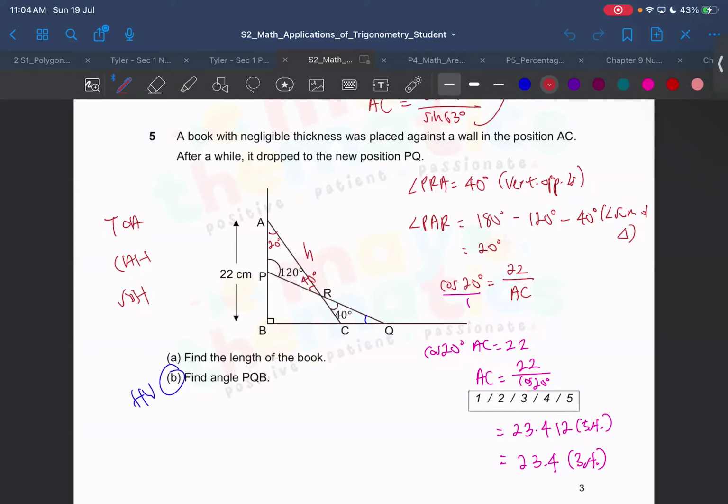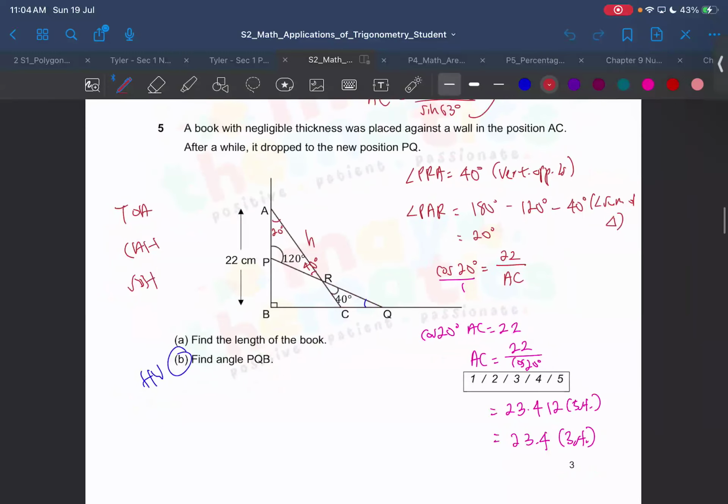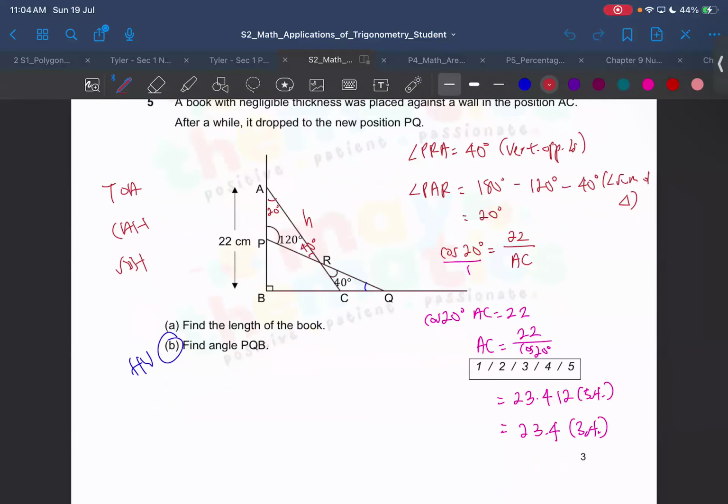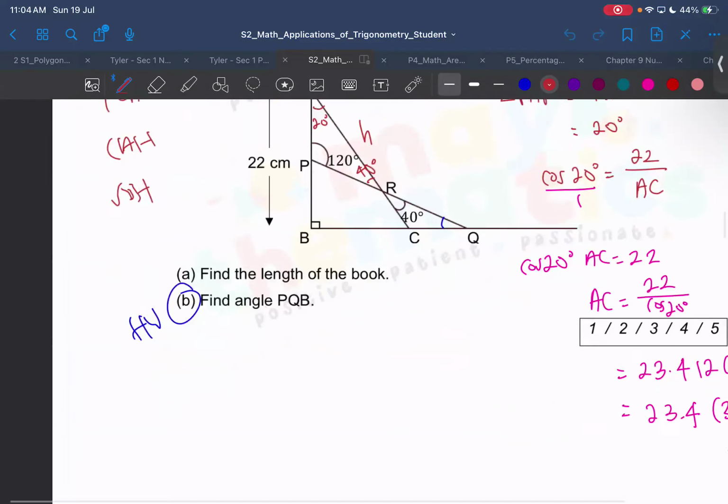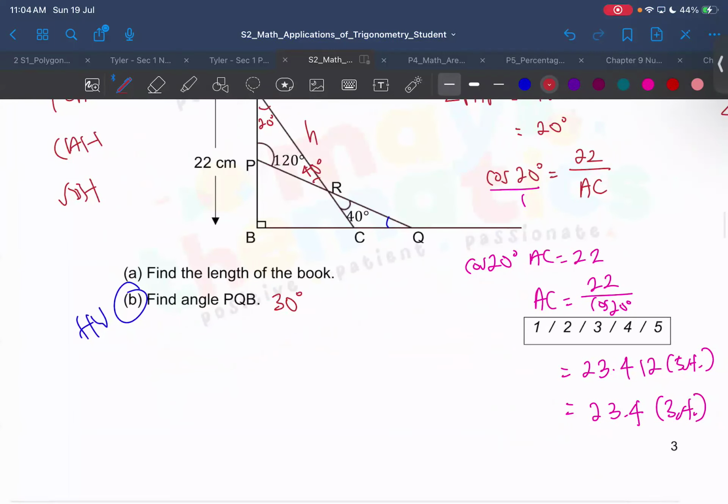Come, whoever attempted part B, I think all of you did. Mirabel did also, right? What's your answer for part B, Mirabel? Angle PQB, 30 degrees. Okay, can y'all check whether you got 30 degrees? If not, I can go through. Matthew? 30? Okay, good.